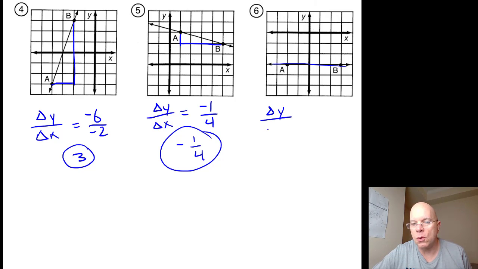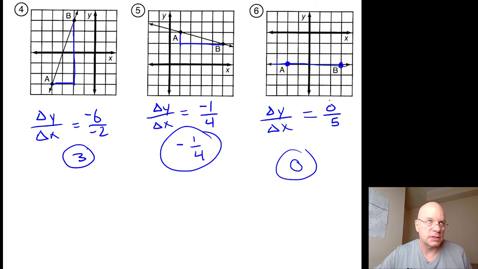If you recognize that a horizontal line has a slope of 0, you could just write the answer. But if you didn't recognize that, even if we did delta y over delta x, when I go from A to B, y is not changing. So the change in y is 0. I haven't moved up or down at all going from A to B. The change in x happens to be 5, but it's irrelevant what the change in x is. If 0 is my dividend, then my quotient is always 0. 0 divided by anything is 0.